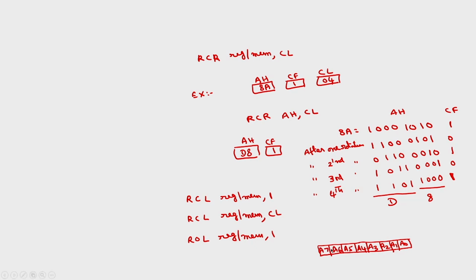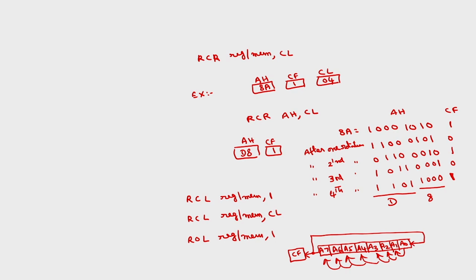So this will be rotated to the left. So A0, here somewhere carry flag will be there. This A0 will go to A1, A1 to A2, A2 to A3, A3 to A4, and so on. In case of RCL, the contents of A7 will go to carry, the contents of carry will go to A0, whereas in case of ROL, the contents of A7 will go to the carry flag as well as A0. Okay. This is the only difference.